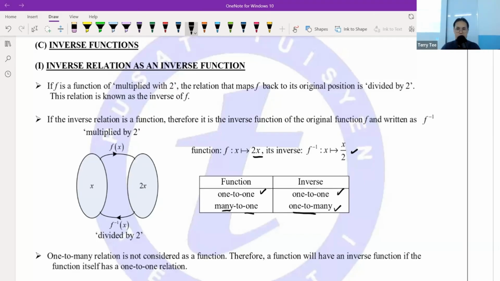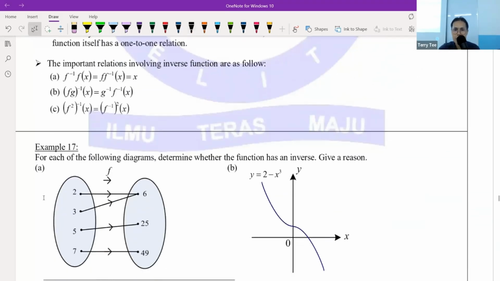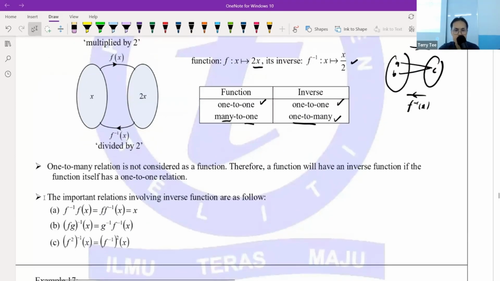When you go in the opposite direction, for example, this is many to 1. Two objects map onto the same image. If I go from left to right, fine. If I go from right to left, it becomes 1 to many. So I cannot say this is a function. All right. So we have what we call a vertical line test.